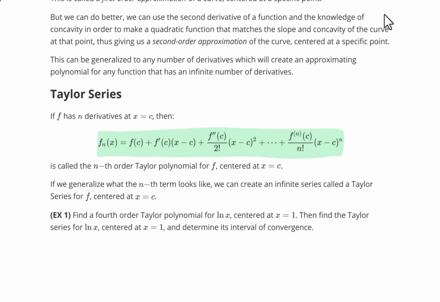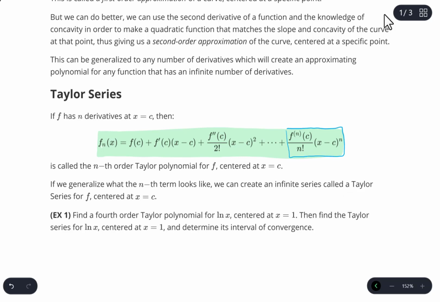And that right there is known as the nth order Taylor polynomial for a function centered at a point c. And generally speaking, I tend to focus on this nth term here and think of this as a formula. And you can kind of see where everything comes from. So x minus c, this part right here, tells us that we're centering the polynomial around the point c. That's all that's going on there.